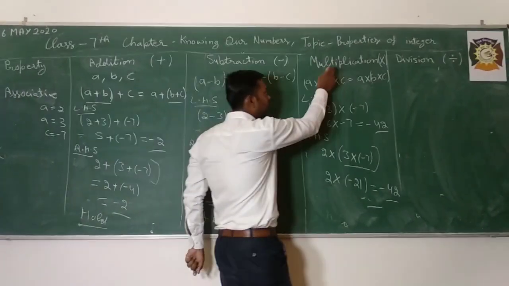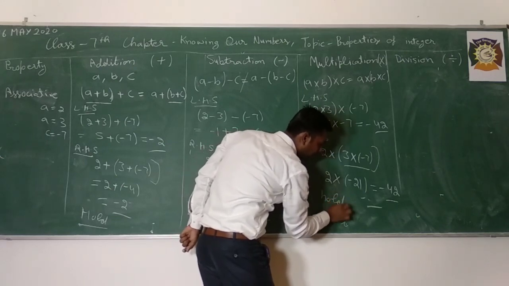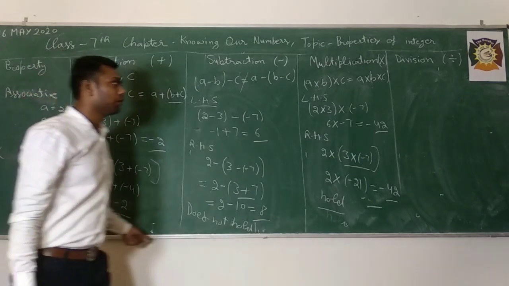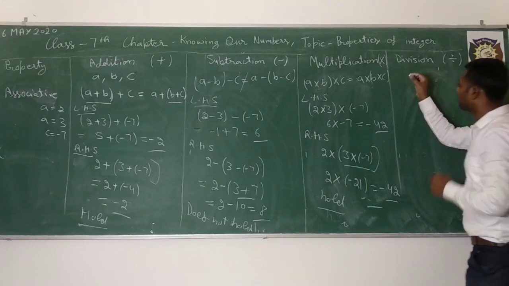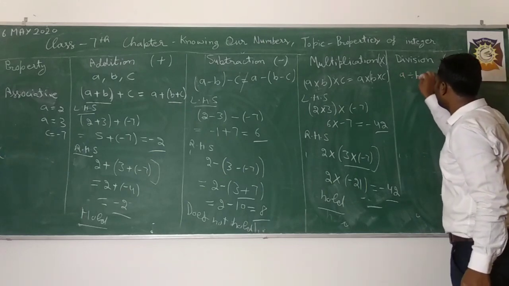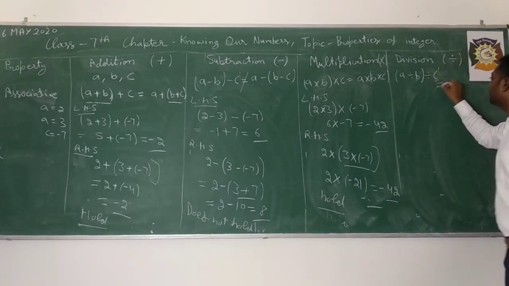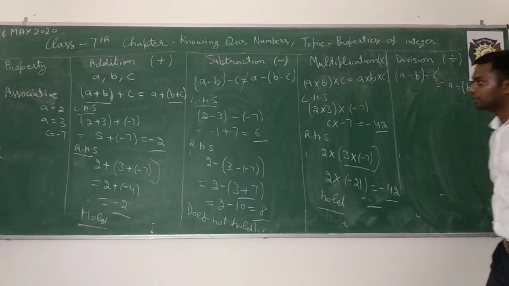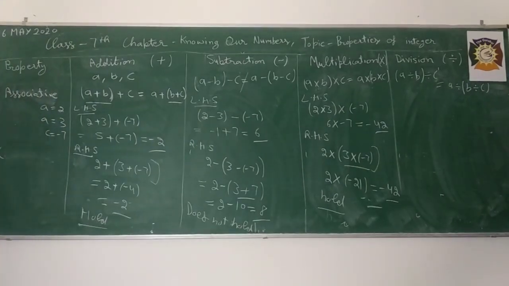So we say that the associative property holds in multiplication, but in the case of division, the associative property doesn't hold. We see it. Take a divided by b, divided by c. If equal to a divided by b divided by c, then we say that the associative property holds in division.